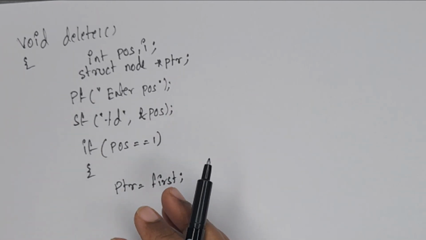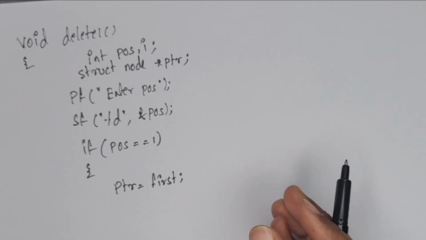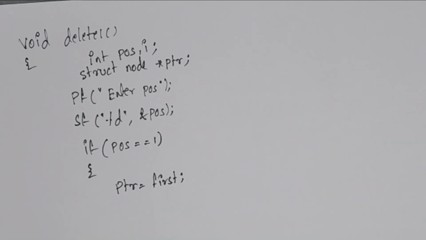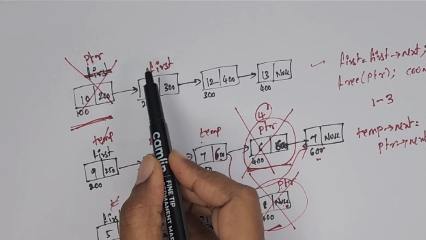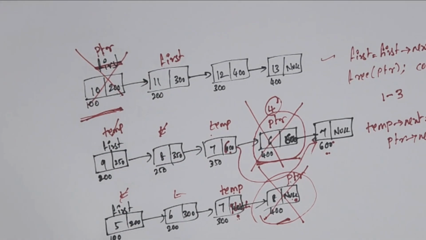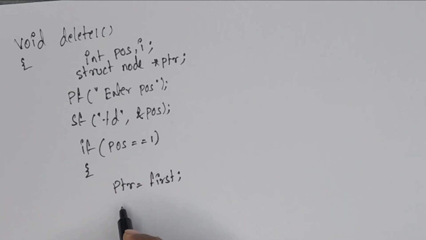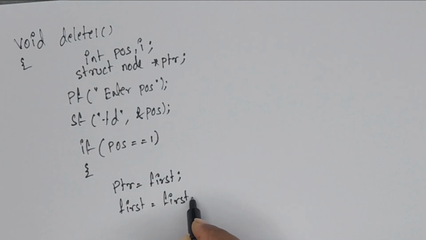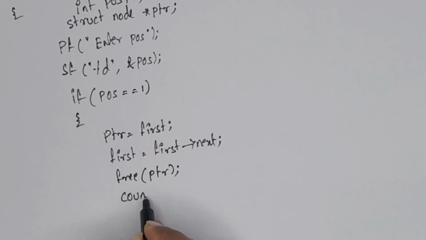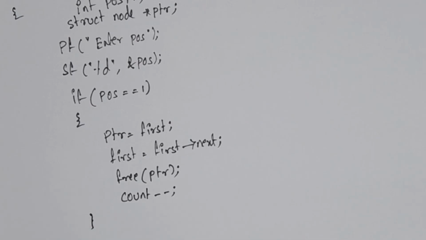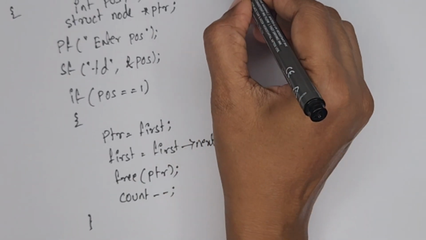If you want to remove the PTR, first move to the second node, which becomes the first. If you want to remove this node, first of next is assigned to first, then you can remove the PTR. Now I am going to change the first node: first equals first of next. Now you can remove this PTR. Free PTR and decrement count value by 1. Like this we can remove the first node.